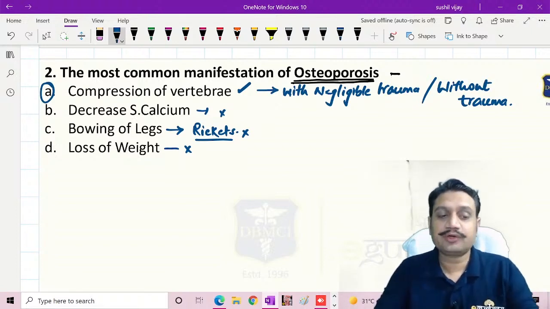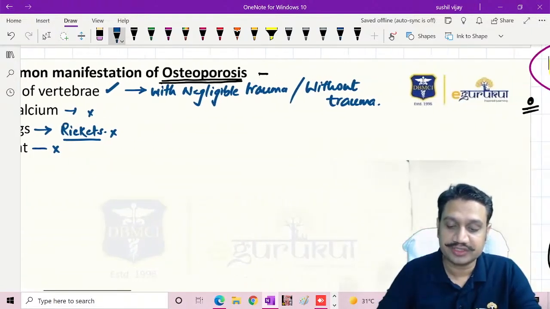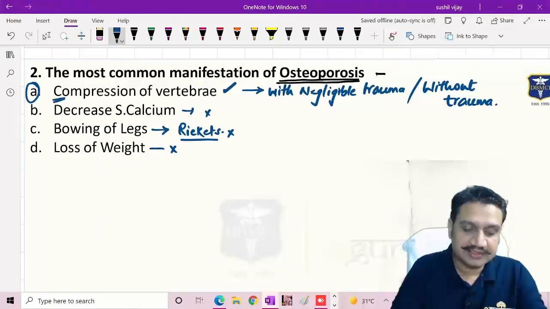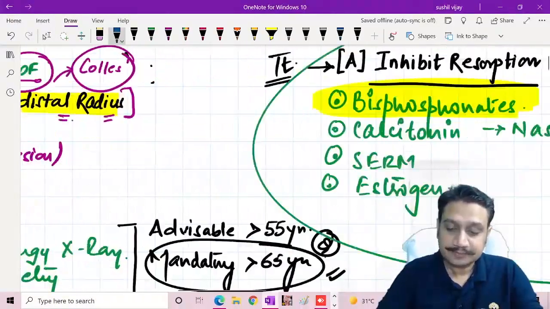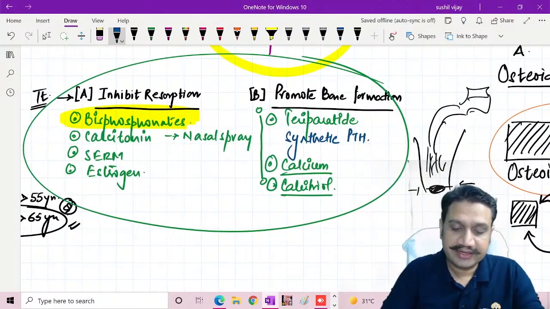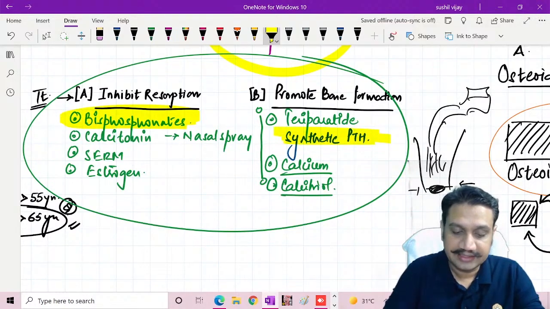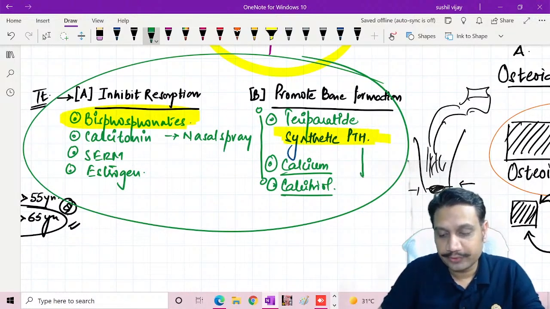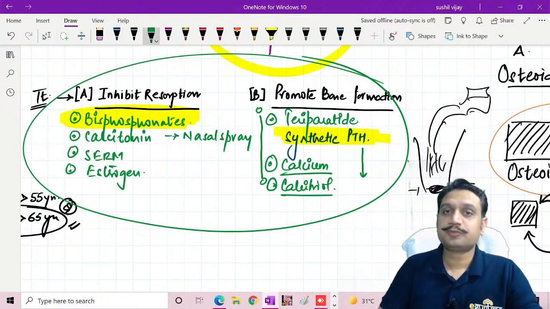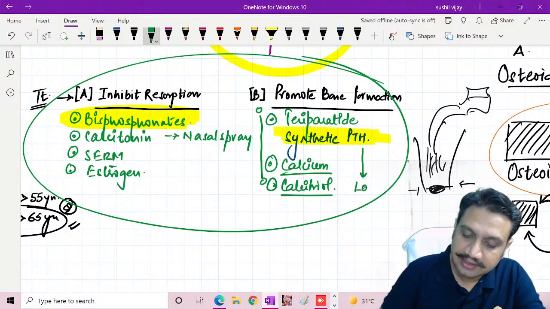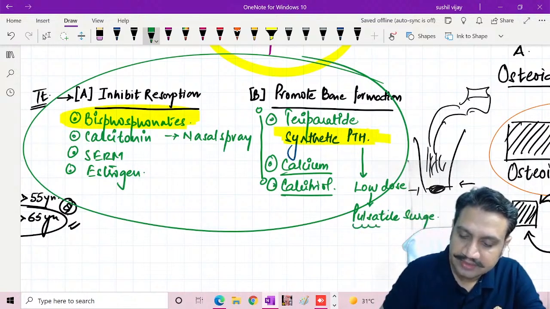Yeah, very good, Raghuram. I'm glad that you asked me this question. So this is the answer. I hope everybody agrees with me. Answer is A. Now Raghuram is asking me, sir, how can the synthetic PTH raise bone formation? Yes, very good. Abhi has answered it correctly. It is synthetic PTH, and it is a low dose. That is the first point. The second point is that this low dose PTH gives us a pulsatile surge.